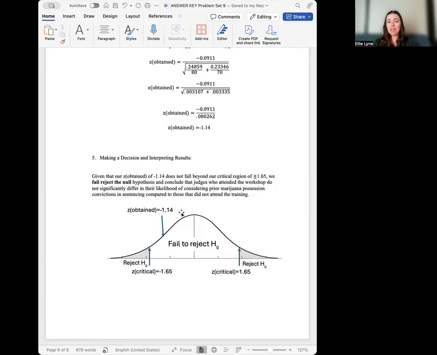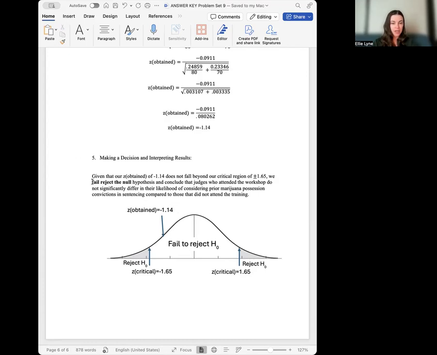But what does this actually mean for our judges and those who attended this training, right? We have to report back about whether this training had its intended purpose. Did it accomplish what the trainers wanted it to? So in this case, let's contextualize that in our interpretation. Given that our z obtained of negative 1.14 does not fall beyond our critical region of plus or minus 1.65, we fail to reject the null hypothesis.